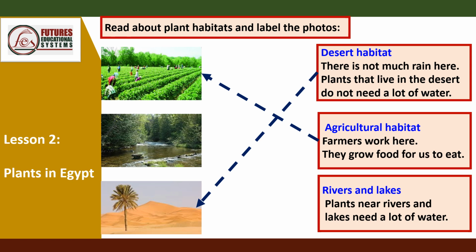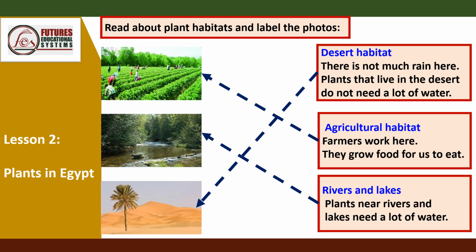This is the agriculture habitat, where farmers work. They grow food for us to eat. There are many people working in this process, and there is a lot of water, either from rivers nearby or from rain, but people work hard to get these plants planted.